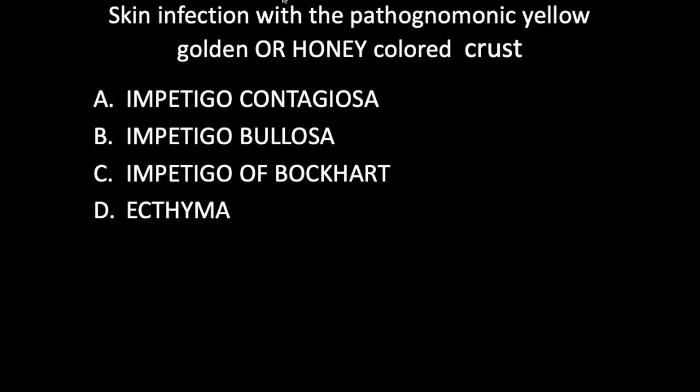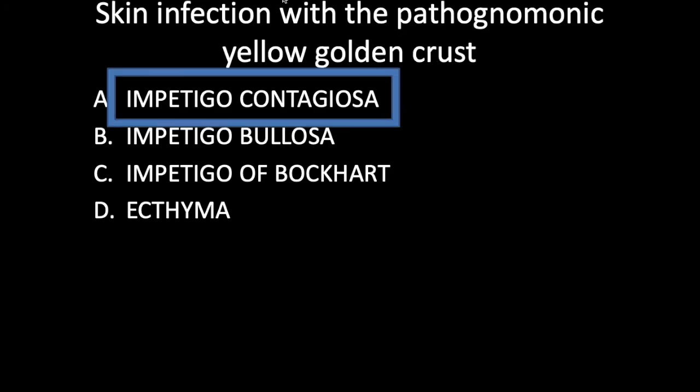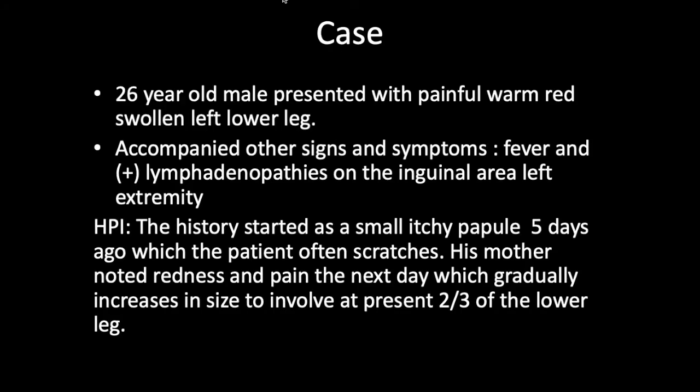Question number 2. Skin infection with the pathognomonic yellow, golden, or honey-colored crust. Is it Impetigo contagiosa, Impetigo bullosa, Impetigo of Burkhardt, or Ecthyma? The answer for this question is Impetigo contagiosa. Impetigo bullosa produces dark brown to black crust. Ecthyma also the same. Impetigo of Burkhardt is also your folliculitis.